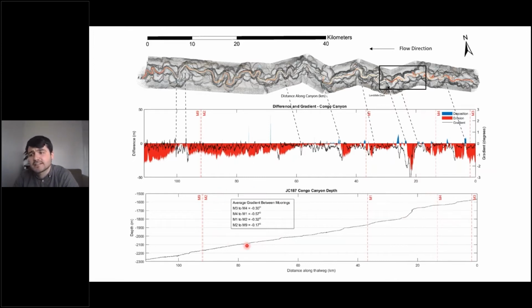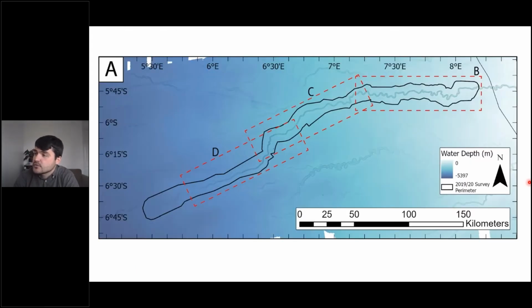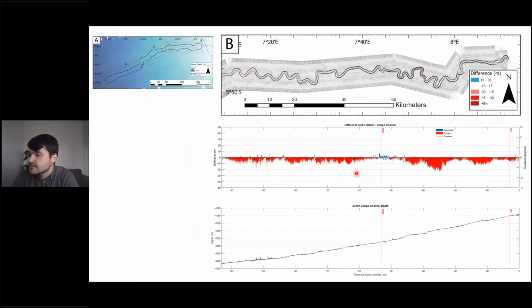The gradients that we're getting in the Congo Canyon, between M3 and M4, which are our mooring locations, are about 0.3 degrees, and then about 0.57 across here, and then 0.32 along here, and 0.17 along here. So these are really small gradients that we're talking about. And then we go to the international waters, the most distal part of the Congo Canyon and Channel. The next few slides will be the eastern part, the middle part, and the western part of this channel, so that I can fit them all onto the slides.